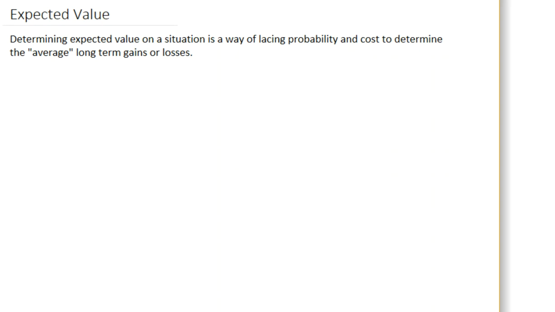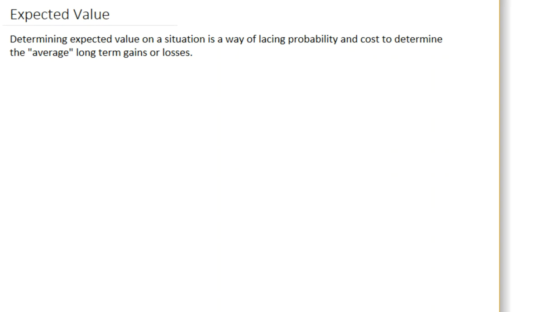In this video, we're going to go over determining the expected value of a situation or scenario. Expected value is an idea of determining what the average value would be in a situation. I'll just read what I have here. Determining expected value on a situation is a way of weighing the probability of the different outcomes and the cost to determine average long-term gains or losses.